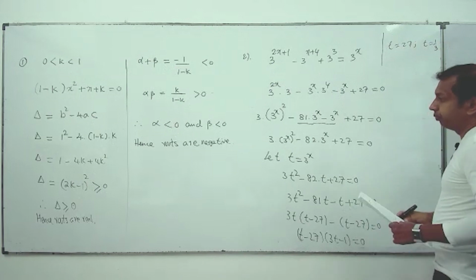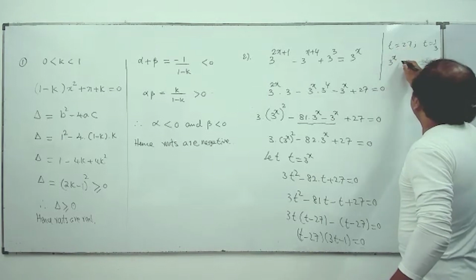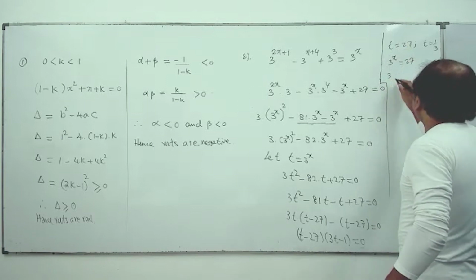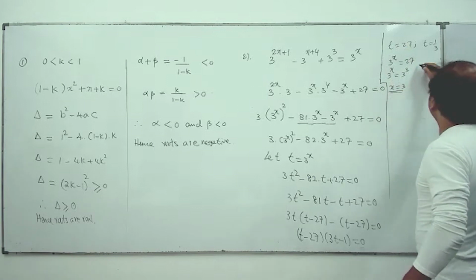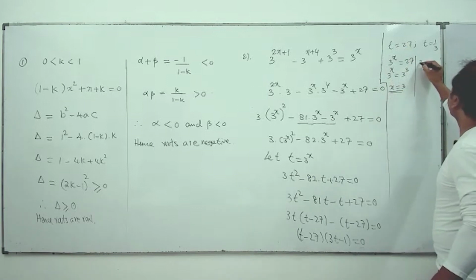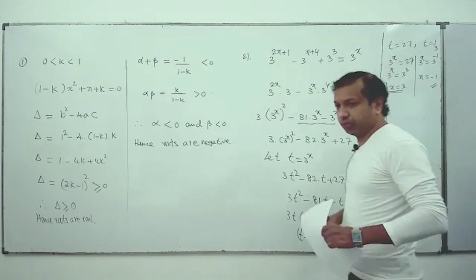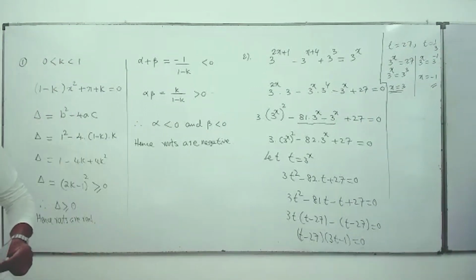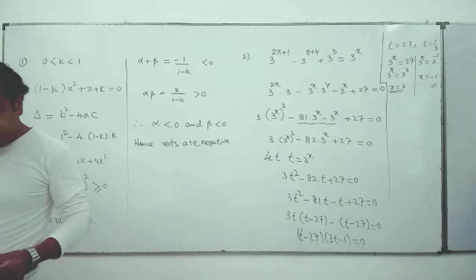But we need to find x, no? Put here 3 to the power x for this t, 27. 3 to the power x equals 27 means 3 to the power 3, so x equals 3. Secondly, 3 to the power x equals 1/3 means 3 to the power minus 1, so x equals minus 1. Two answers are coming like this: 3 and minus 1. Right, number 3.